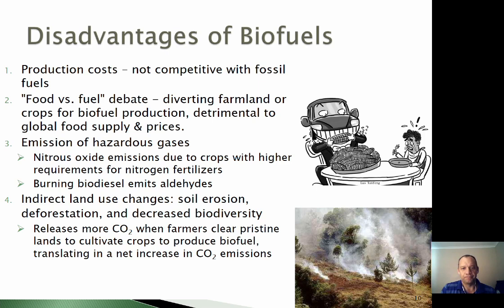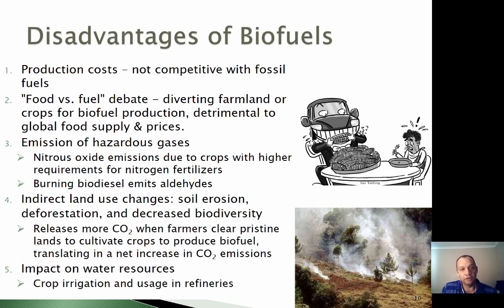So when you're using pristine land, you're decreasing biodiversity. You're also releasing more carbon dioxide when you clear this land, which translates into a net increase in carbon dioxide emissions. And that's actually the thing you want to stop with biofuels. So any new crop that you need to grow, of course, you also have an impact on your available water resources. So you will have, for your crop irrigation and for your use in biorefineries, you need quite a lot of water as well.